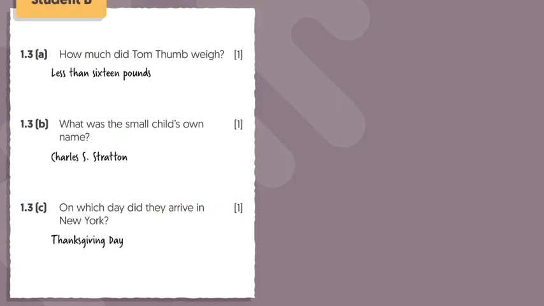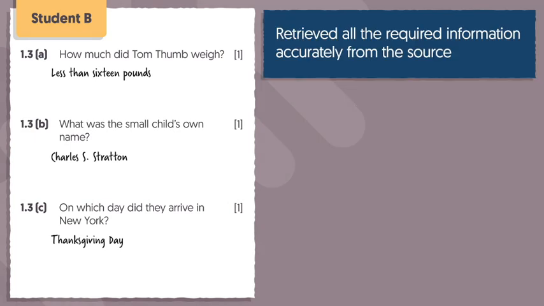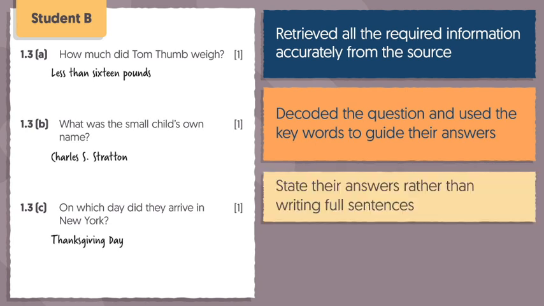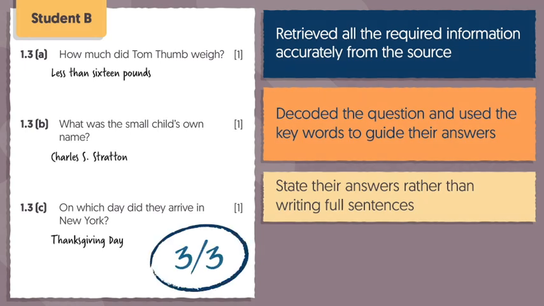Now let's take a look at student B's response and see how it differs. Student B has done really well here. They've retrieved all of the required information accurately from the source. Because they're confident in the selection of evidence, having decoded the question and used the keywords from it to guide their answers, they simply state the answers rather than writing in full sentences. That's perfectly acceptable, and they get all 3 possible marks.